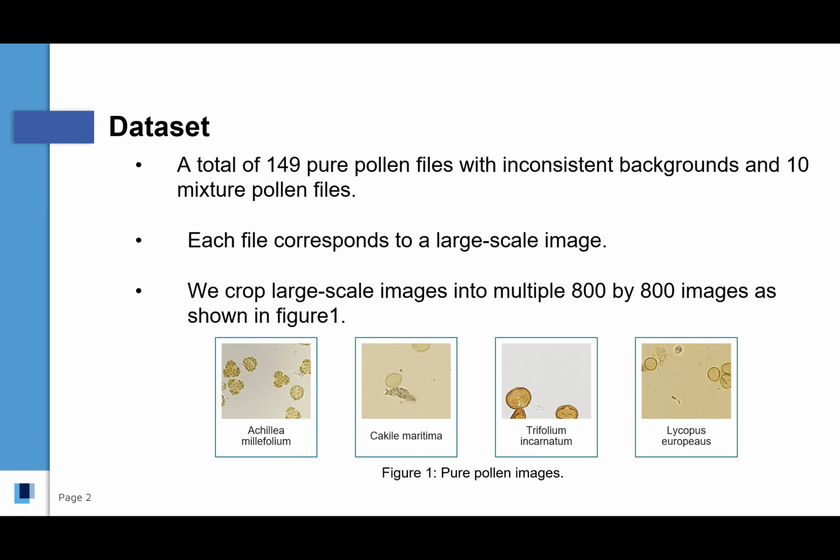A total of 149 pure pollen files with inconsistent backgrounds. Each file corresponds to a large-scale image. Some of them have resolutions over 30,000 by 30,000. Each pure pollen file includes a single species of pollen. Large-scale images imply higher computational and memory requirements during model training. Therefore, we crop a large-scale image into multiple 800 by 800 images, as shown in Figure 1.